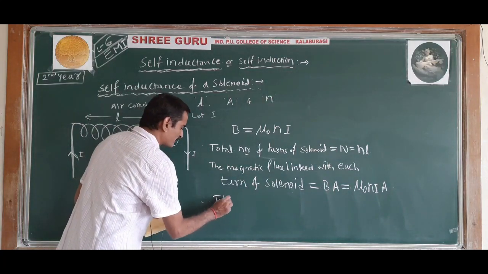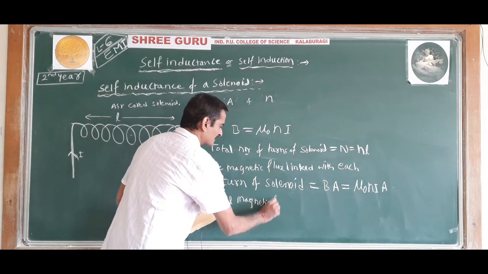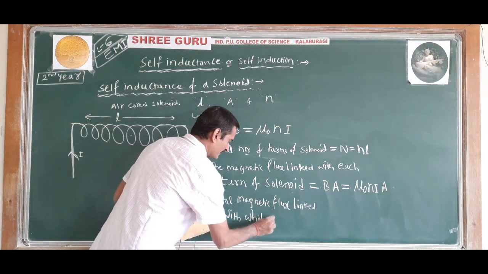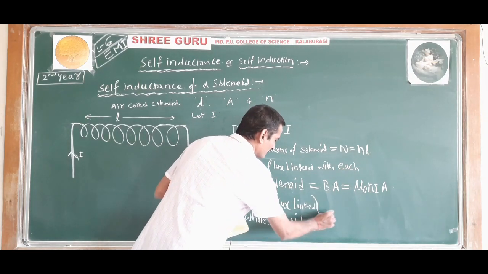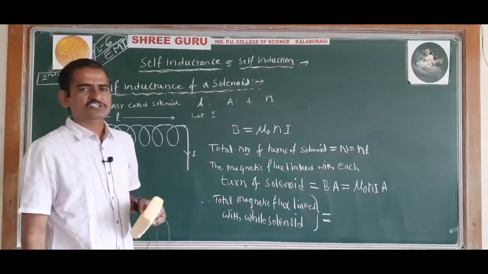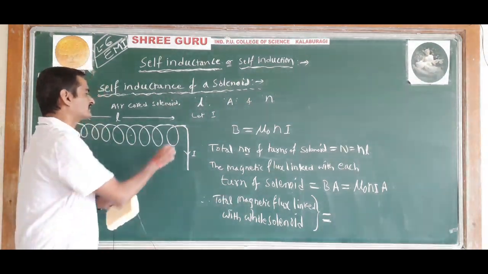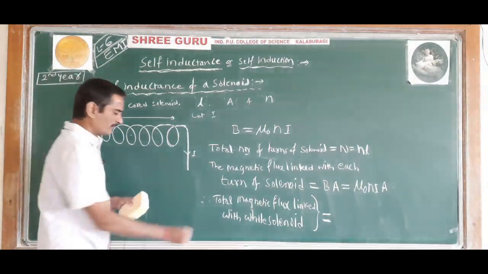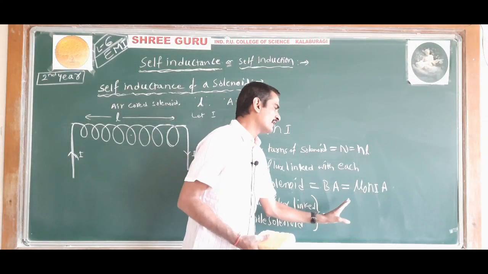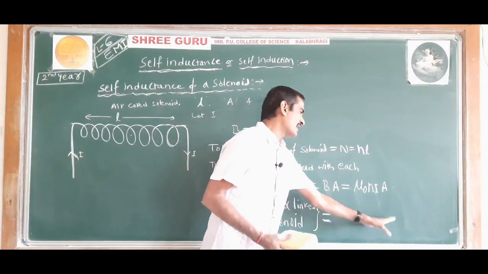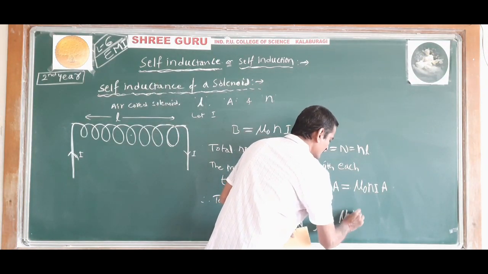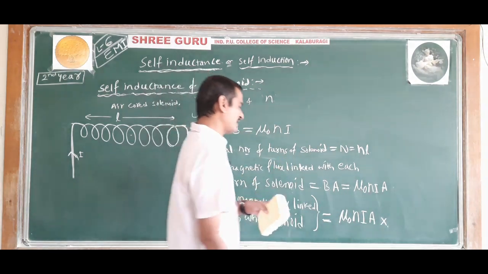Therefore the total magnetic flux linked with the whole solenoid is equal to the magnetic flux linked with each turn into the number of turns. Understood? The total magnetic flux linked with the whole solenoid is equal to the magnetic flux linked with each turn multiplied by the total number of turns. The flux linked with each turn is mu naught n I A, and the total number of turns in the solenoid is n into L.